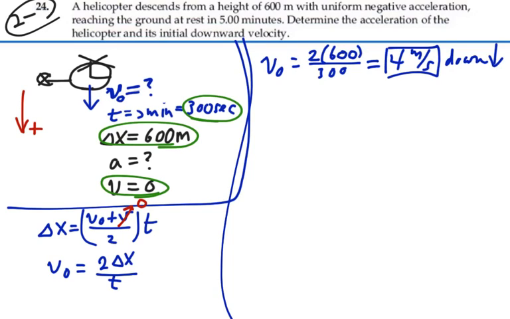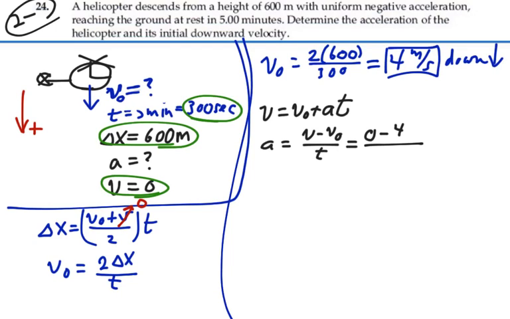Let's use a simple equation. Final velocity equals initial velocity plus acceleration times time. So our acceleration will equal final minus initial divided by time. That will be our final velocity, which is 0, minus our initial velocity, which is 4, divided by our time, which is 300 seconds. So negative 4 divided by 300 is a negative 0.0133 meters per second squared.